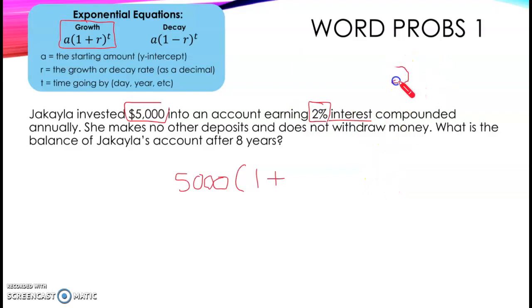And 2% as a decimal is not 0.2. If you have the decimal point right here and you move it over 2 places, then you need a placeholder 0 there to have it written as a decimal correctly. So it's actually 0.02. And then we have t is our exponent, the time going by, and t specifically says is 8 years. So this is what we're going to type into our calculator.